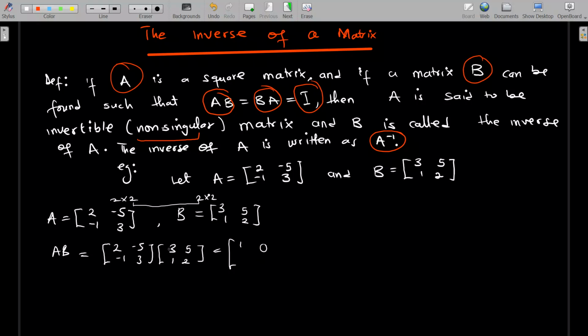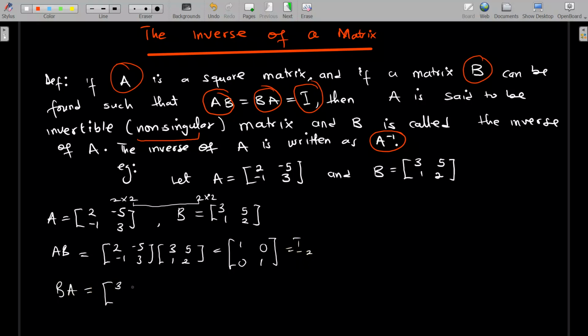And then negative 1 times 3, which is negative 3, plus 3 times 1, which is 3, gives 0. And then negative 1 times 5 is negative 5, plus 3 times 2, and that is negative 5 plus 6, that will give me 1. And so AB has given me the identity matrix, the identity matrix for a 2 by 2 matrix. Let me look for BA.